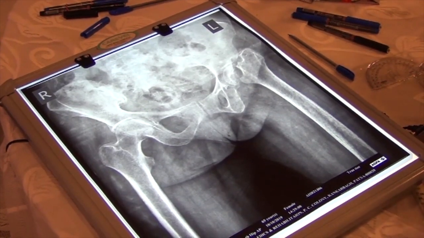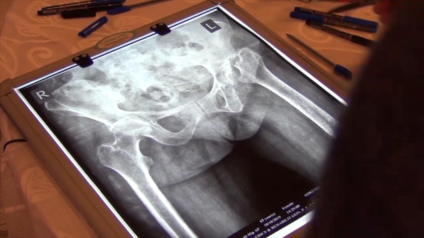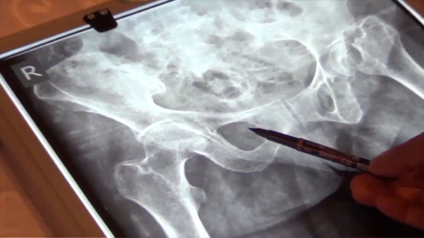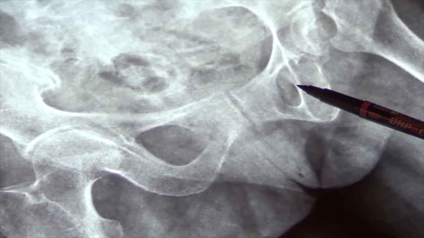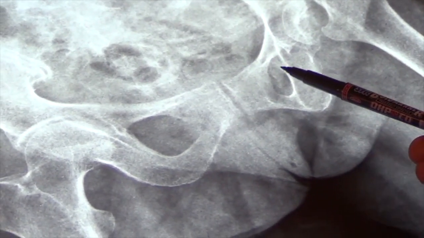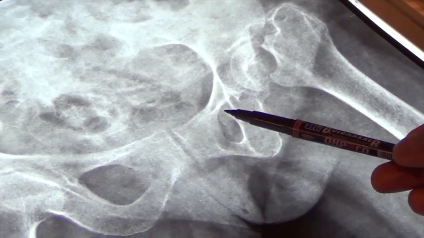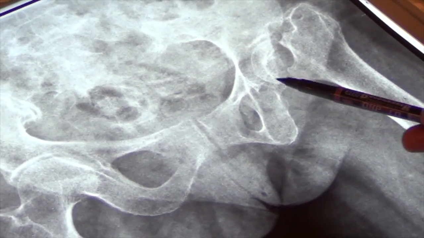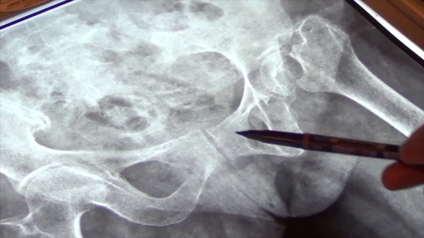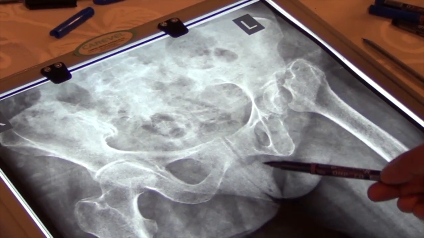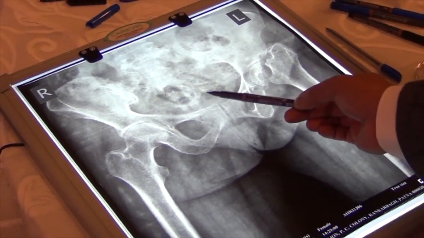Looking at the x-ray itself, we look at the pelvis. As you can see, one obturator foramen here and the second obturator foramen here are not identical. So it means the x-ray is not adequate. You look at the pubic ramus. Normally the line going through the pubic ramus should pass through the sacrum.